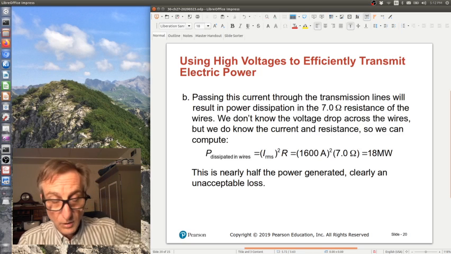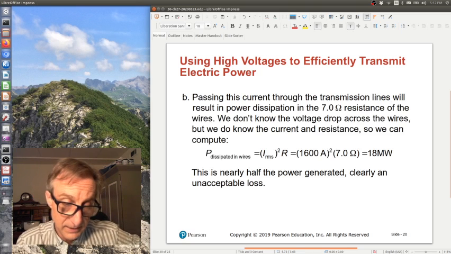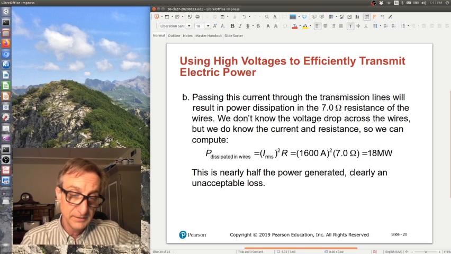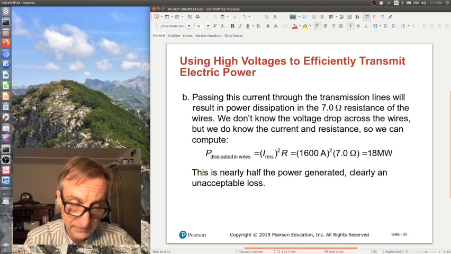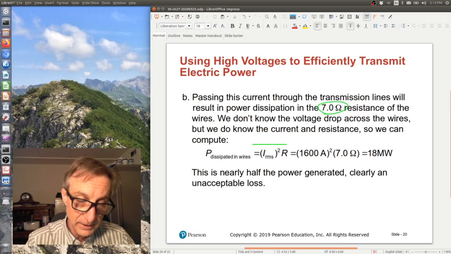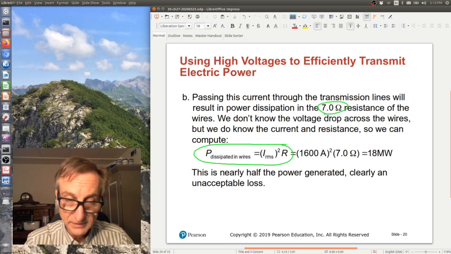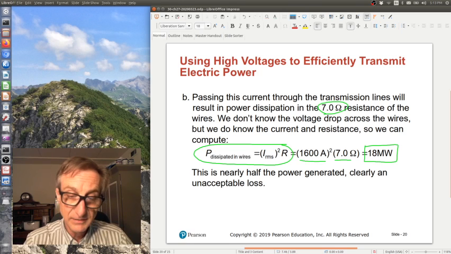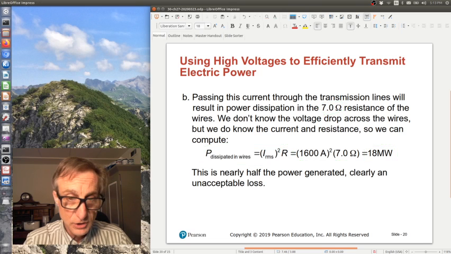The real question is, what does that do in terms of the dissipated power? How much heat does that provide in the lines because of that loss? The resistance is only 7 ohms. It's fairly small, but the current is high. The power dissipated in those wires is equal to I_RMS squared times the resistance R, which is 1600 squared times 7, which ends up with a result of 18 megawatts. 18 million watts of power is lost simply in the lines themselves delivering power to the city. That's a huge loss. That's nearly half of the 40 megawatts that we produced.